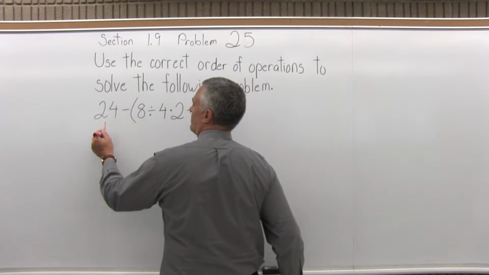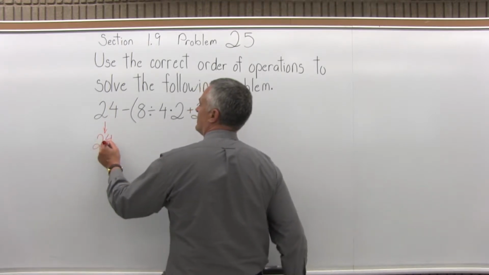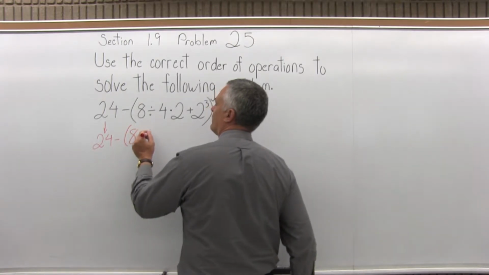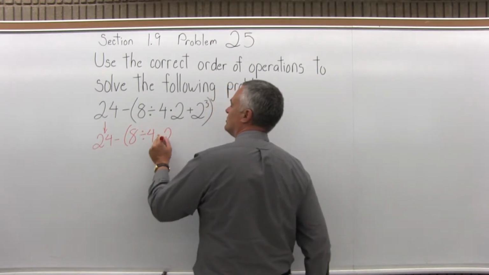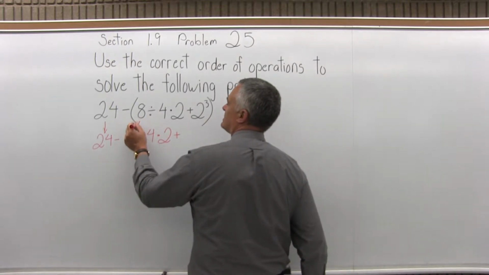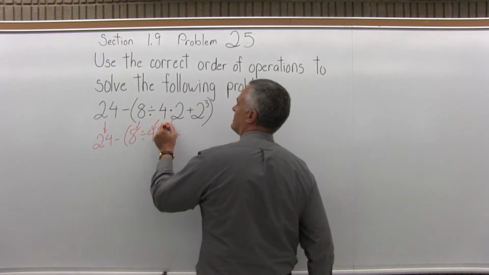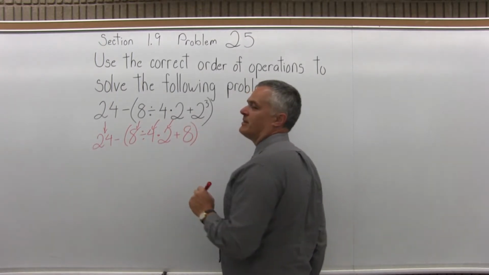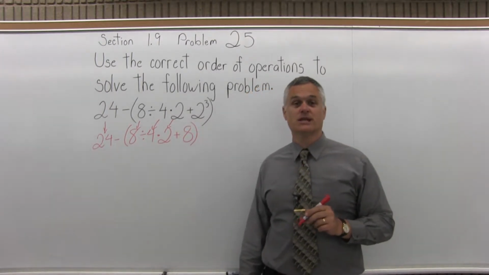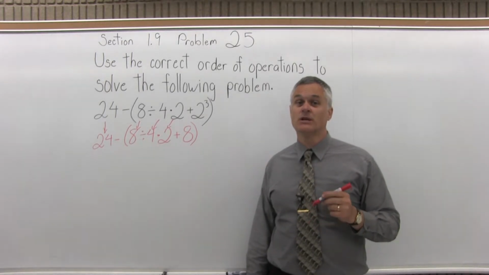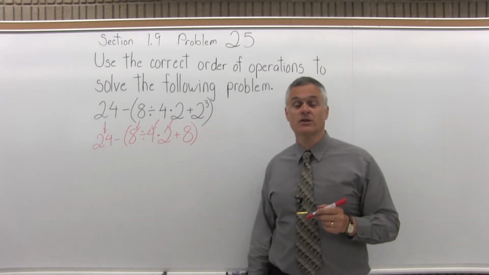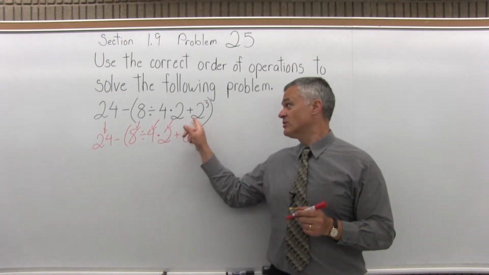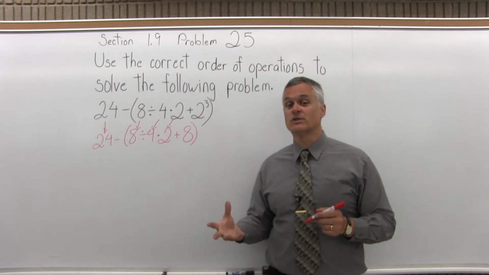So for now, the 24 in front can just come down. The minus will come down. The 8 divided by 4 times 2 plus, all that will just stay the way it is. But the 2 to the third, that'll become an 8. Right? 2 to the third power is 8. 2 to the third is 2 times 2 times 2. 3 2's multiplied together. So 2 times 2 is 4, times the third 2 is 8. So that 2 to the third gets changed into an 8. That's the first thing we do.